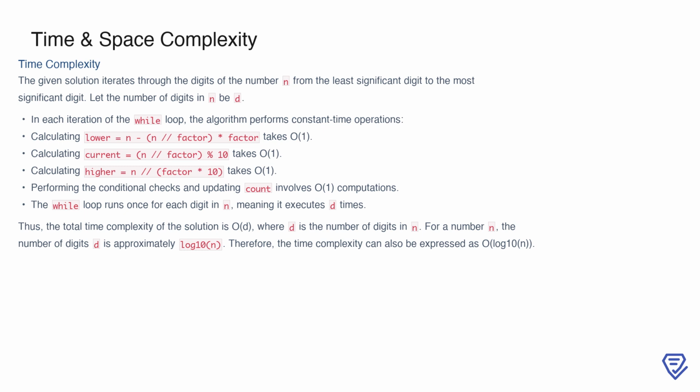Additionally, updating the count variable and performing conditional checks are also O(1) operations. Since the while loop runs once per digit, the total time complexity becomes O(d). Now, since the number of digits d in n is proportional to log base 10 of n, we can also express the time complexity as O(log10 n). This efficiency comes from directly processing the digits without iterating through the entire range up to n.